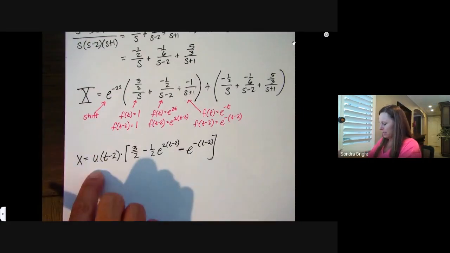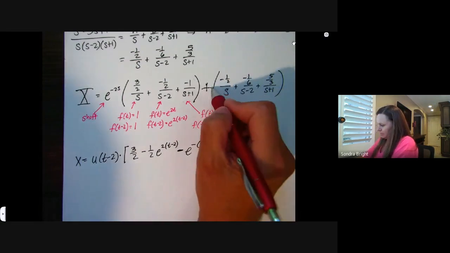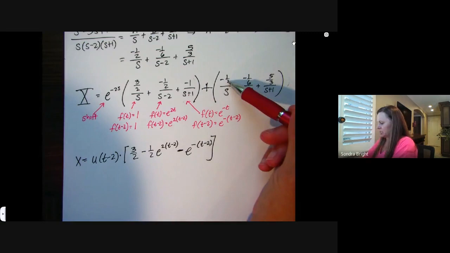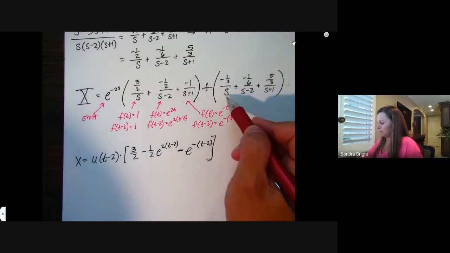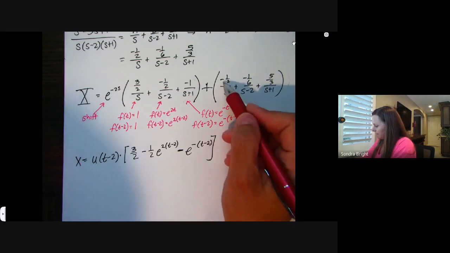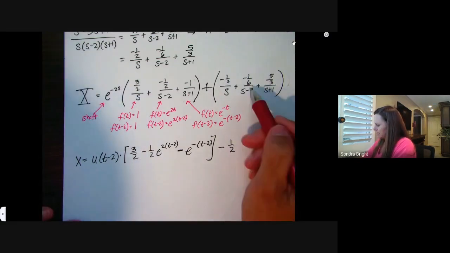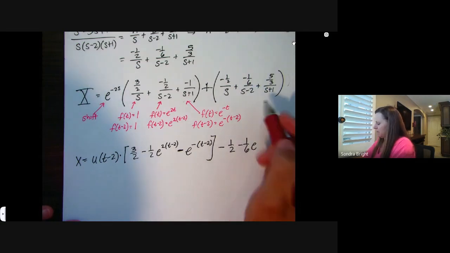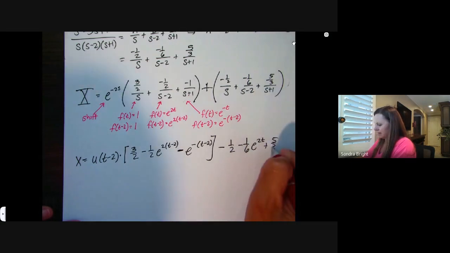And then plus the inverse Laplace transforms of these. Negative 1/2 over s, that's just 1 over s giving 1, and then times negative 1/2, so that's a minus 1/2. This would be a minus 1/6 times e to the 2t. And then a plus 5/3 times e to the negative t.